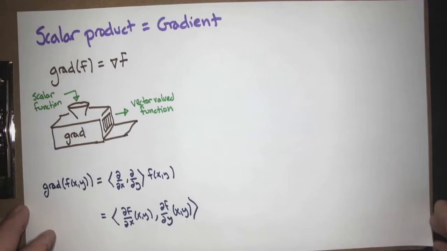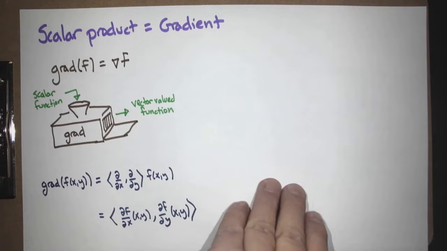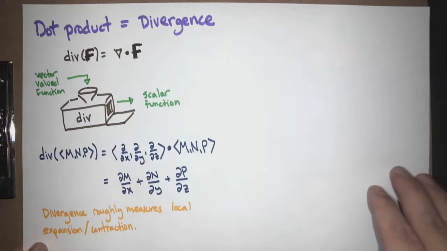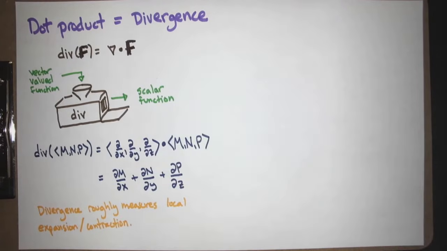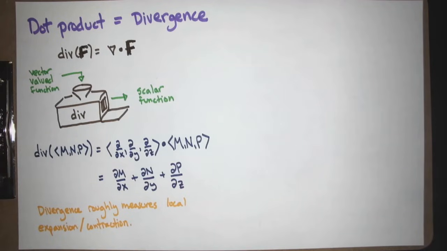All right. What's the second type of product we mentioned? Dot product. Okay, here's where things get interesting. New stuff. Dot product is divergence. Sounds like it should be a young adult dystopian novel. All right. So what is divergence? Just think of it as del dot f. You're going to put a vector valued function in, and you're going to get a scalar function out.